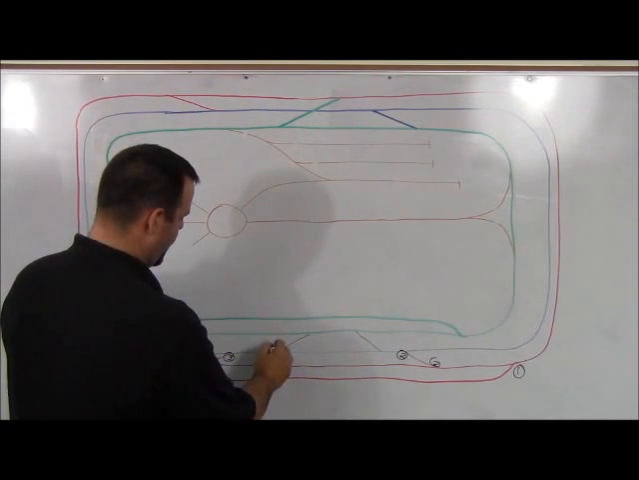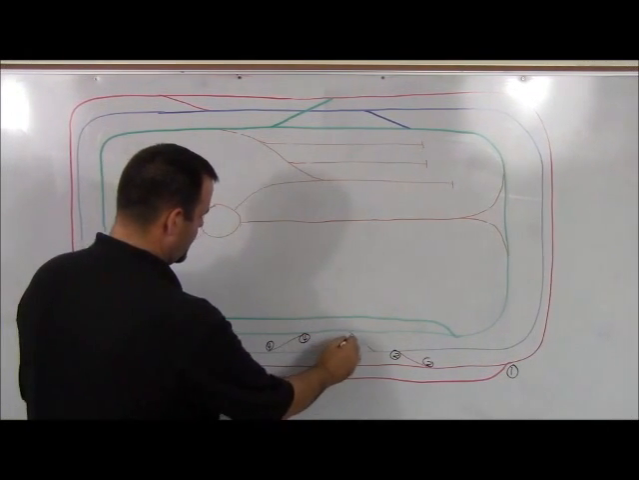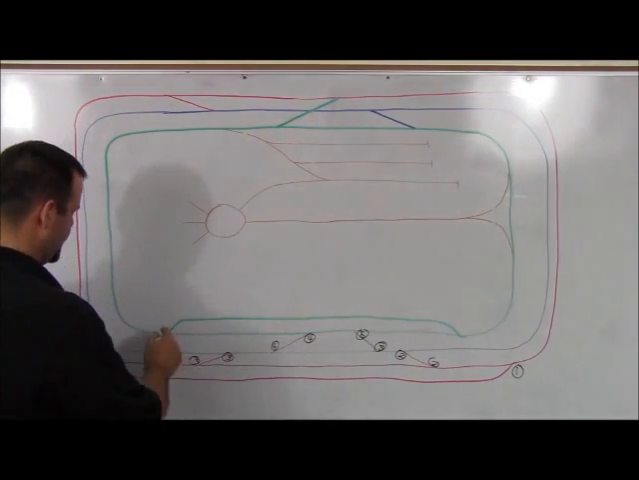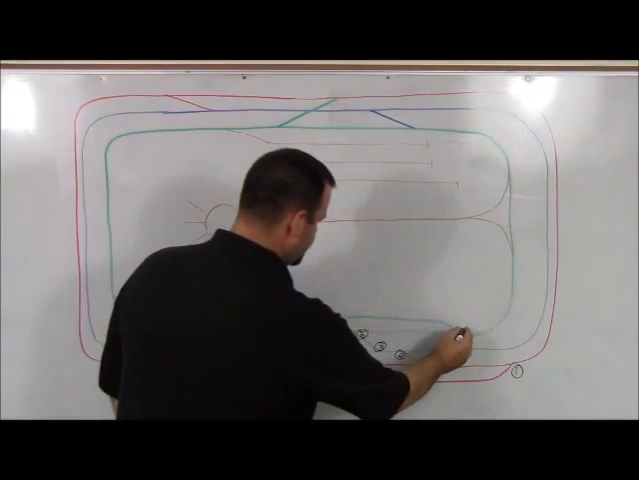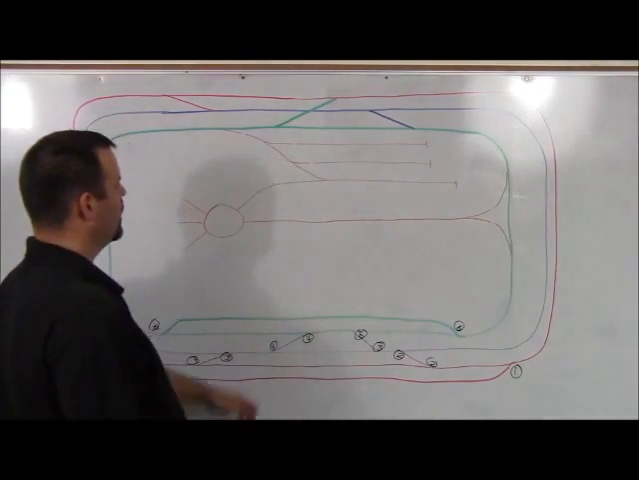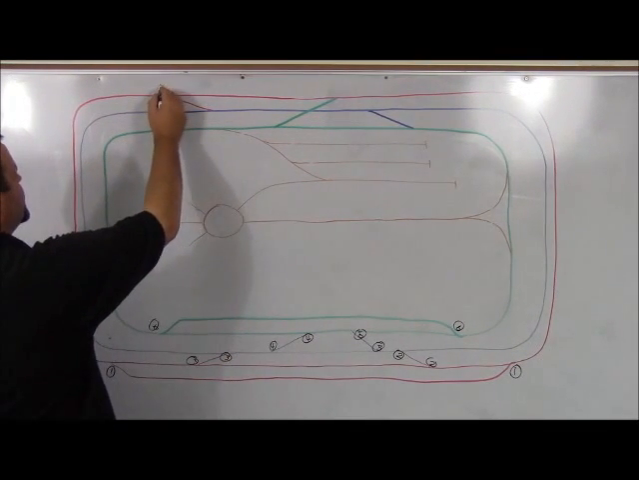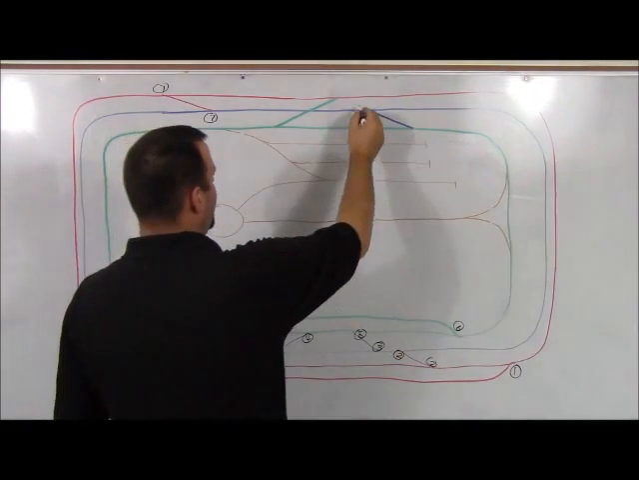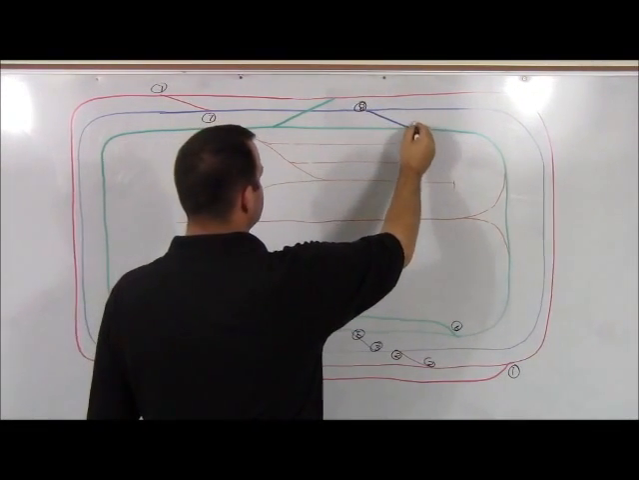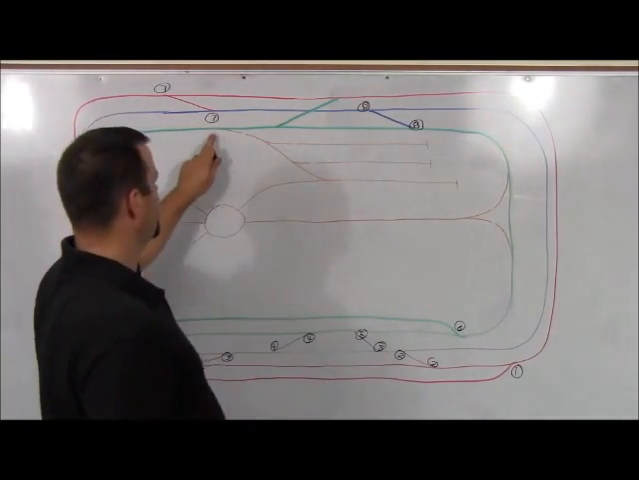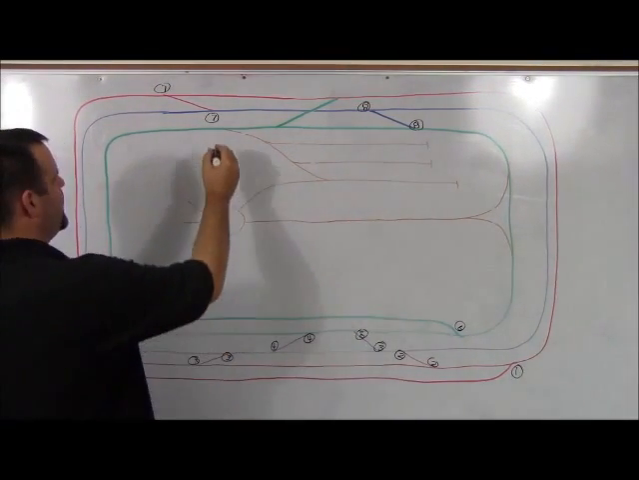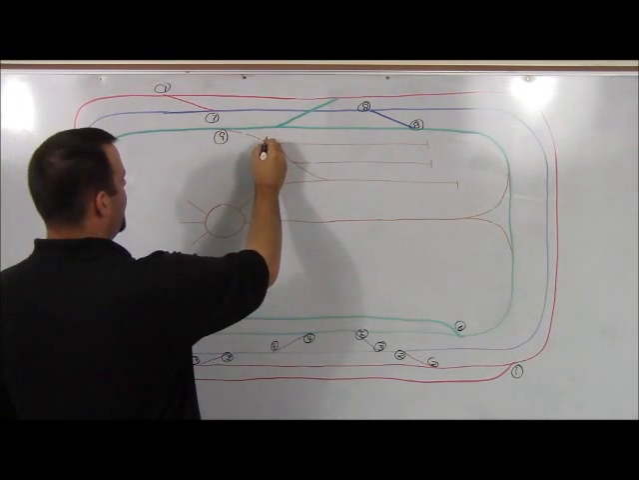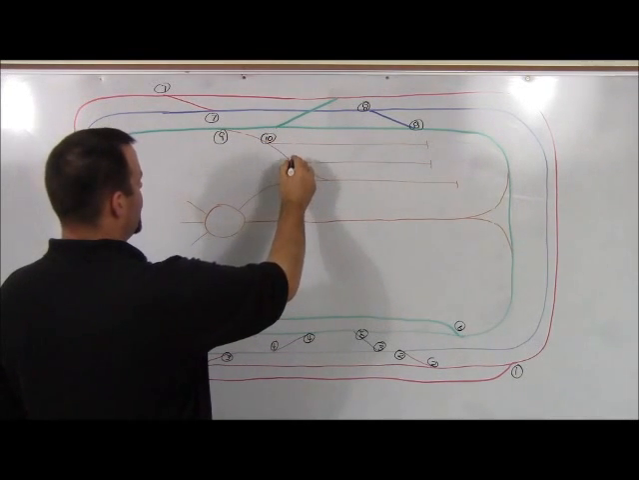Same thing again, 4 and 5. Another passing siding, so 6. Another crossover, this would be 7. This crossover here would be 8. This single switch going into our siding would be 9. The switch into another siding would be 10. Into another siding would be 11.